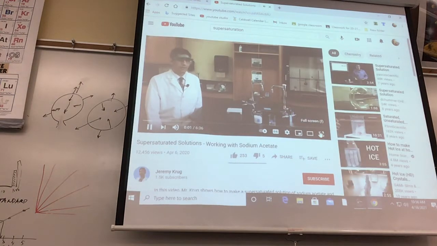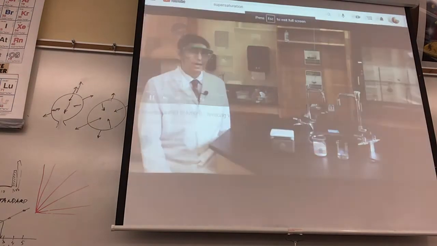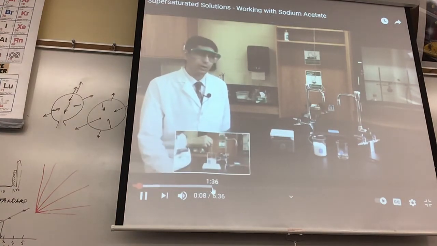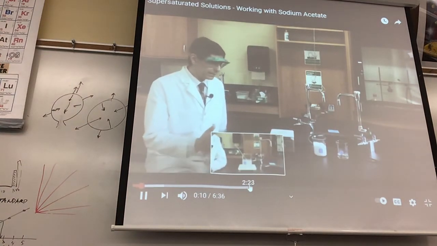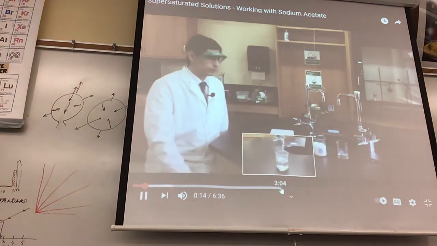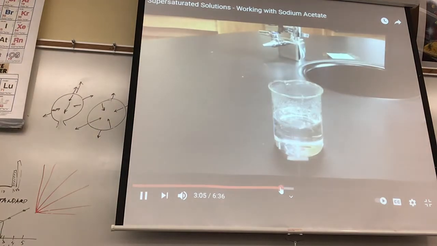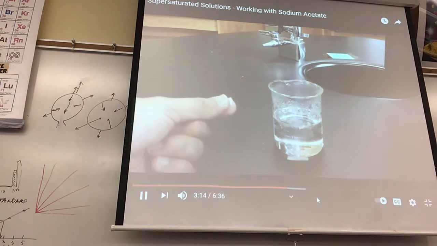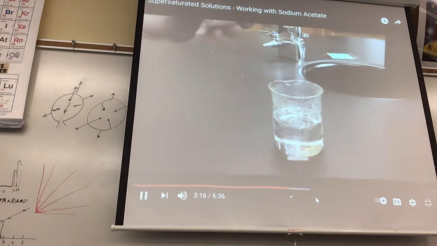Welcome to Chemistry Lab. My name is Jeremy Krug, and today our experiment is going to involve solution chemistry. We're going to be making a solution out of sodium acetate, which is this white crystal here, and water, which is our, of course, our clear liquid. Let's see what happens. A little tiny seed crystal of sodium acetate, and let's see what happens.